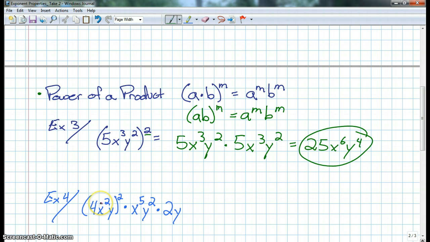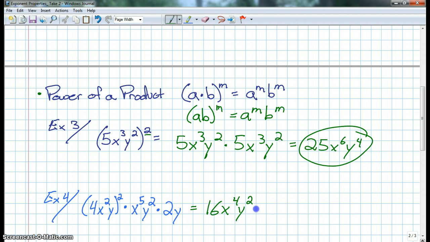The last example down here for this new property is pretty difficult. Lots of things going on here. So again, let's take our time, but maybe move a little bit quicker. We're looking at squaring everything in this parentheses. So 4 squared, we know becomes 16. X to the second squared is x to the 4th. And then y squared is simply y squared. So we've taken care of that first term.